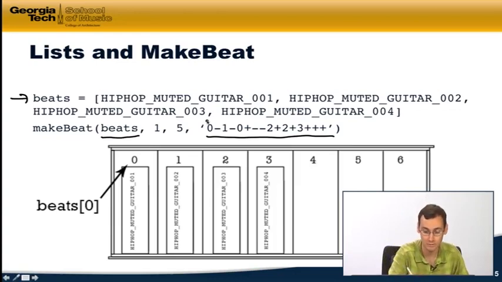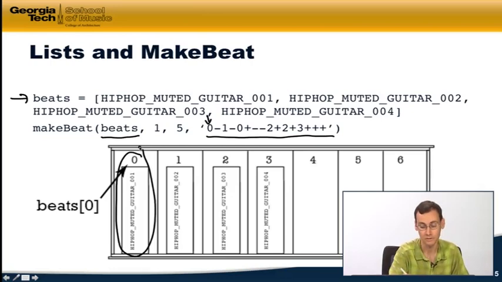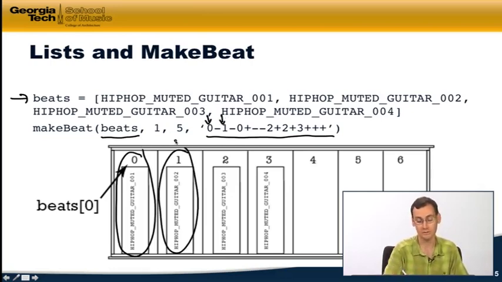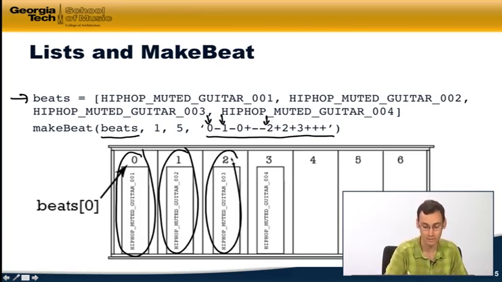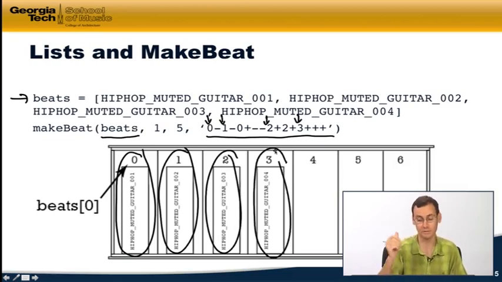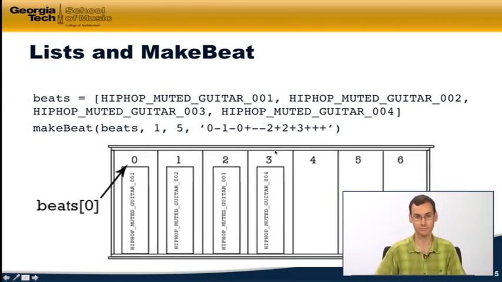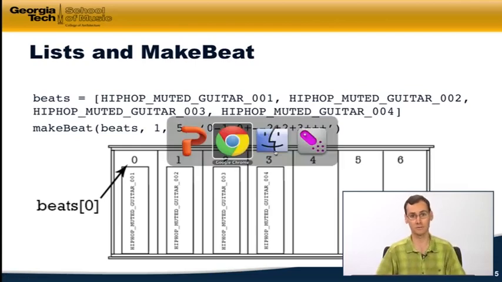So every time I use a 0 character, I'm pulling out the sound that's stored in slot 0. Every time I use the 1 character, I'm pulling out the sound stored in slot 1. Every time I use the 2 character, the sound from slot 2, and so on with the sound in slot 3 every time I use the 3 character. So let's go ahead and look at how this works in practice.